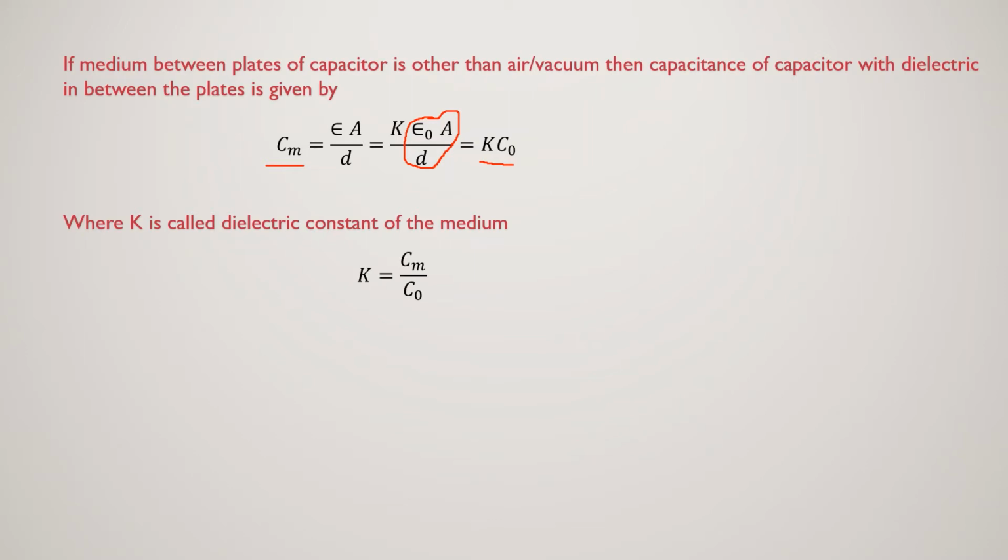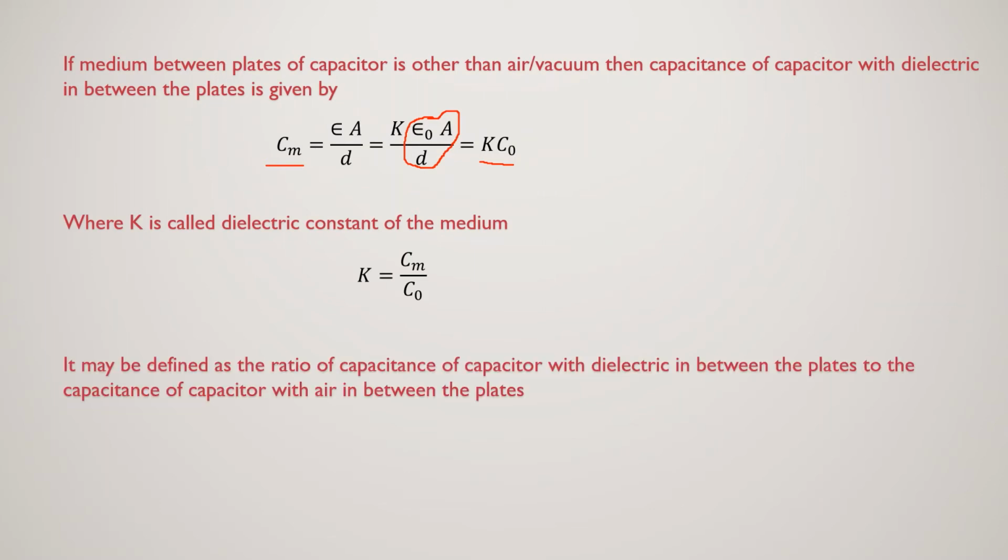Its value depends upon nature of the medium. K is equal to Cm upon C naught. So it may be defined as the ratio of capacitance of a capacitor with dielectric in between the plates to the capacitance of capacitor with air in between the plates.